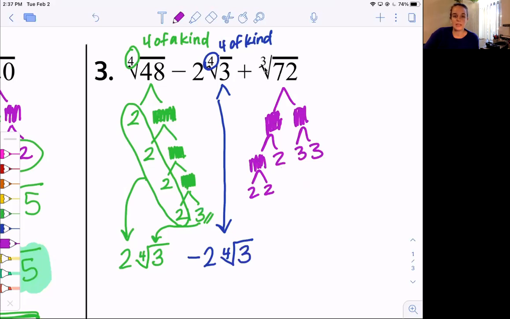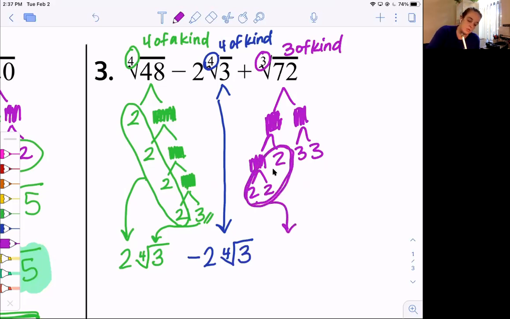Since this has a 3 here as the index, now I need 3 of a kind, right? 3 of a kind. So I only have 2 3s here. They cannot make a group, but I have 2, 2, and 2. Those 3 can go together to make a 2 on the outside. It is positive from before, so +2 on the outside. And 3 and 3 have to stay inside.